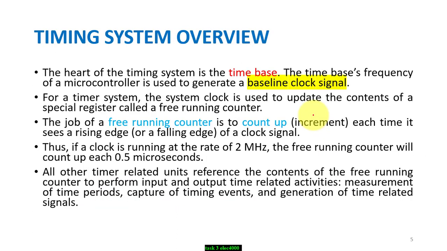Now, the microcontroller is run by one clock. This clock is called the baseline clock signal. If your microcontroller is running at 2 megahertz, this means that all the components inside the system will run at 2 megahertz or a sub-frequency of 2 megahertz, depending on a prescaler defined earlier. Now let's assume that our microcontroller is running at 2 megahertz. This means that if we want to count up, each count will take 0.5 microseconds, which is 1 over 2 megahertz.